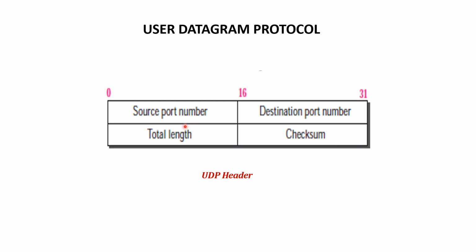The source port and destination port tell the packet where it is coming from and where it is going. The length field shows how big the packet is, and finally, the checksum ensures that the data has not been corrupted during transmission.